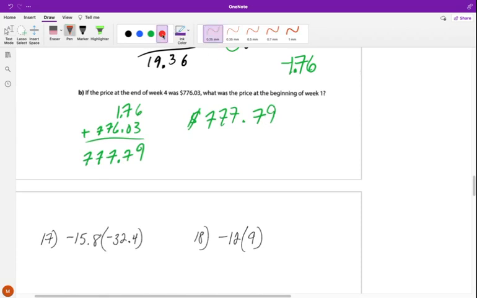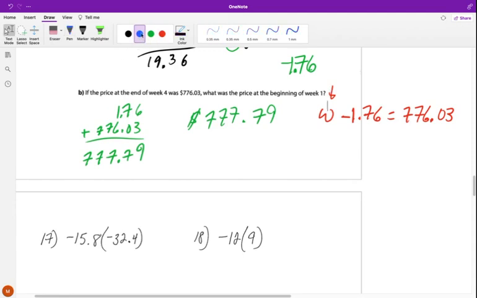But what we're learning next is expressions and equations. So this can be set up as an equation. Where we started in week 1, the value, we don't know. But we know that from there, it decreased by $1.76 to end up at 7.76.03. So we know that this is what happened. Whatever the price was at week 1, it decreased $1.76, and after that decrease, it was 7.76.03.